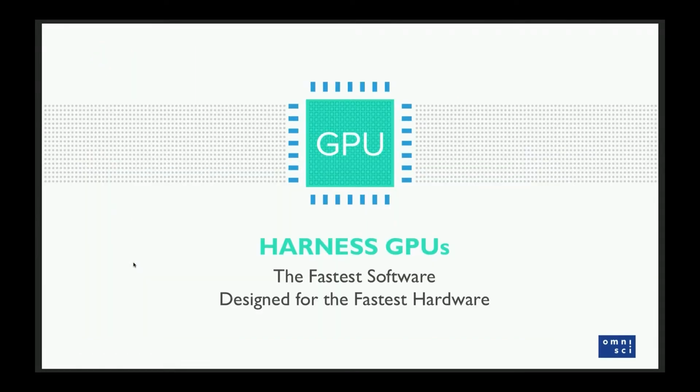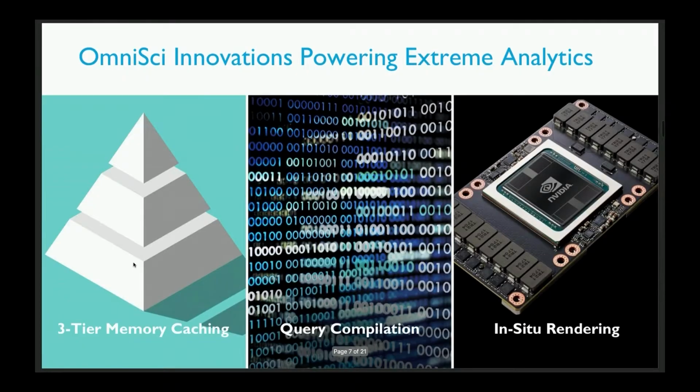So at OmniSci, formerly MapD, we harness this power of GPU, and we have built a database and an analytics platform from the ground up. It has come from MIT research. Our CEO's PhD thesis was this GPU-based columnar SQL compatible database. And it has been built to harness both the thousands of cores that are available, and also the memory bandwidth that's available in GPU.